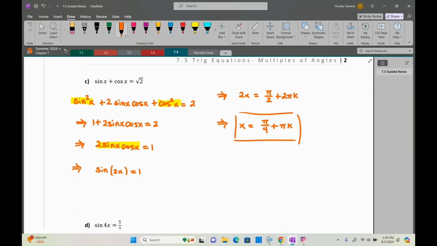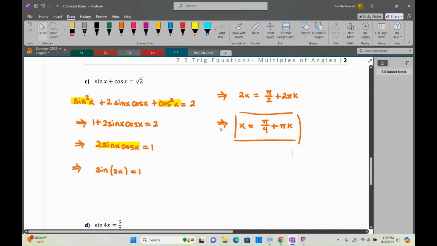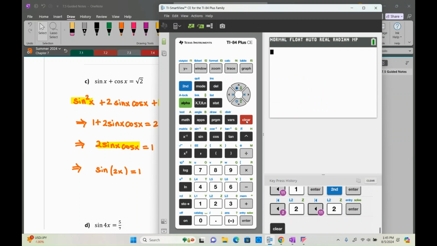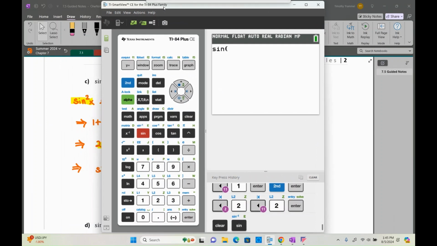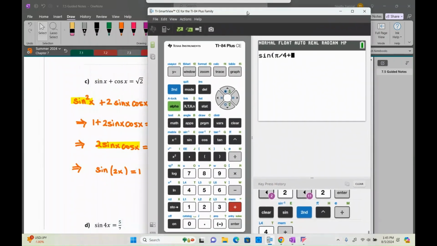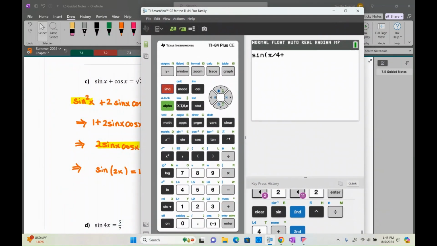One is we could just check this on the calculator really quickly, where we plug in angles that look like pi over 4 plus pi k. Well, let's do that. So if I take sine of pi over 4 plus, and again, it's pi k. And let's just start off with -2, and we'll work our way up to maybe +2. Okay. So there's our sine, and then we want cosine of the same angle.